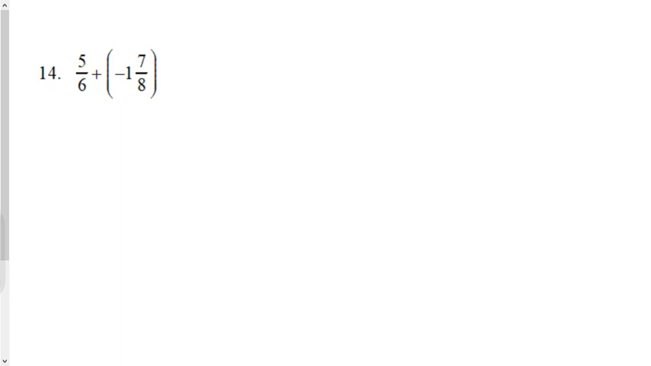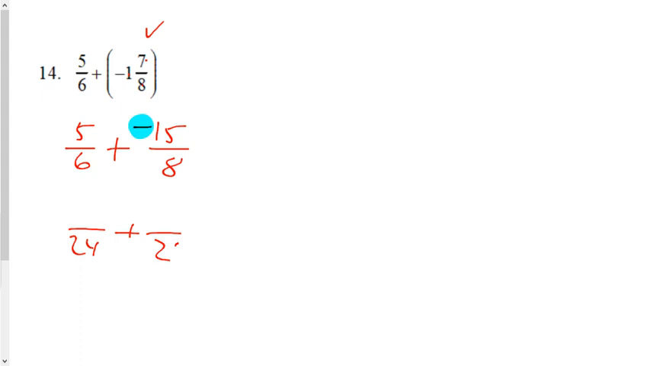Question 14, the addition. The only difference is this time we have a mixed fraction, which we don't like, so we're going to change it to improper. 8 times 1 is 8 plus 7 is 15. So it's negative 15/8. Keep your negative sign in your numerator. Makes life great. What's the first multiple 6 and 8 share? 24 will be my first common denominator, my lowest common denominator. If you use 48, no big deal.